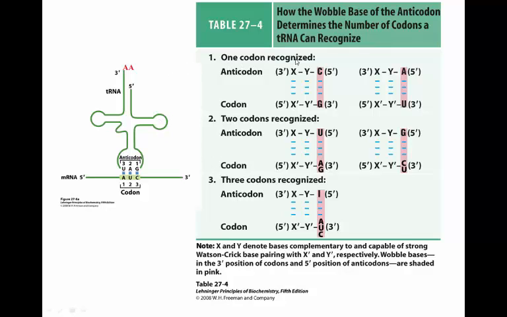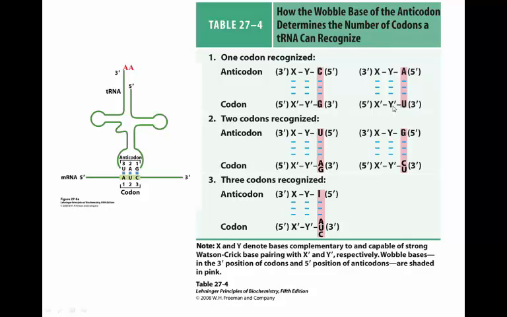So one codon is recognized. If here's our codon, X is any nucleotide, Y is any nucleotide. The third nucleotide is G. The anticodon has to be a C. So G and C in the third position. This is the 3' position. This is the 5' position. Only one tRNA will recognize this codon. The same if this is a U and this is an A. So one tRNA recognizes this triplet. One tRNA recognizes this triplet.